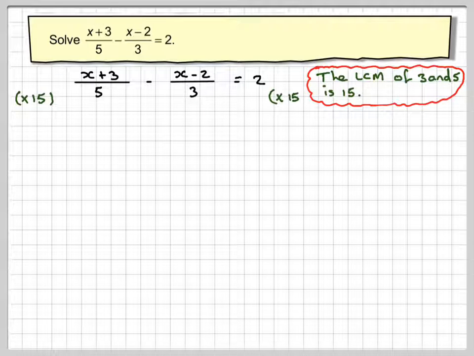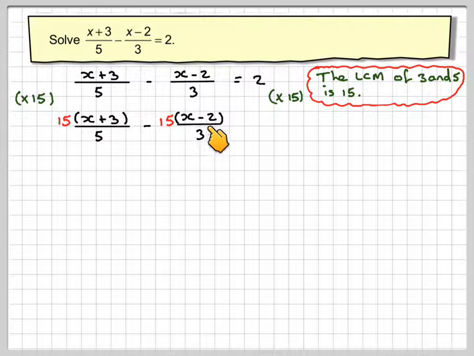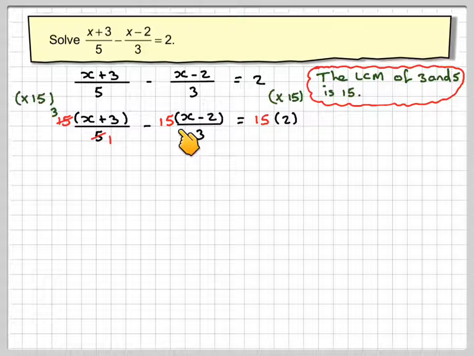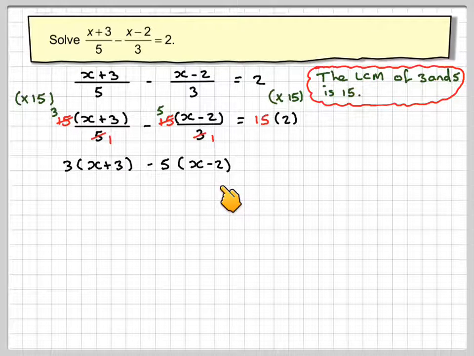So we're going to do 15 times (x + 3)/5, minus 15 times (x - 2)/3, and then 15 times 2. Now we notice here that 5 and 15 cancel, we get 3, and we notice here that 15 and 3 cancel, we get 5. Therefore we're going to get 3 times (x + 3) minus 5 times (x - 2) is equal to 30, so we've removed the denominator.